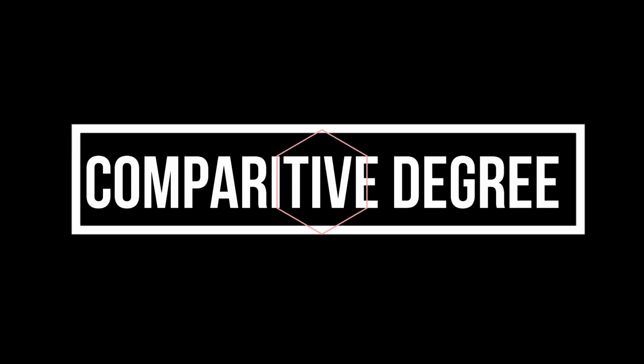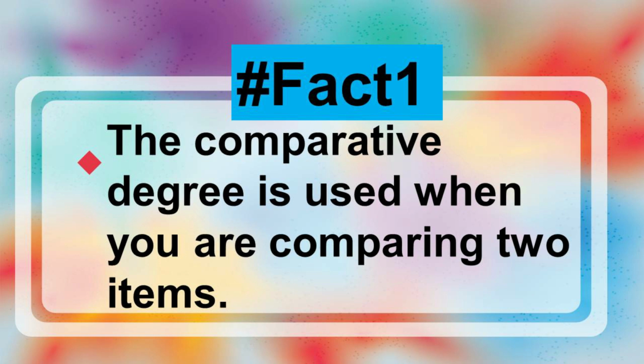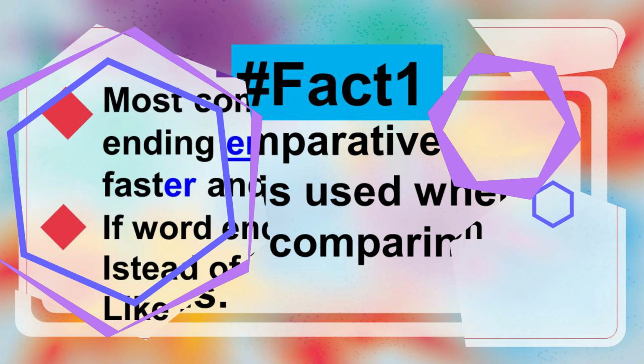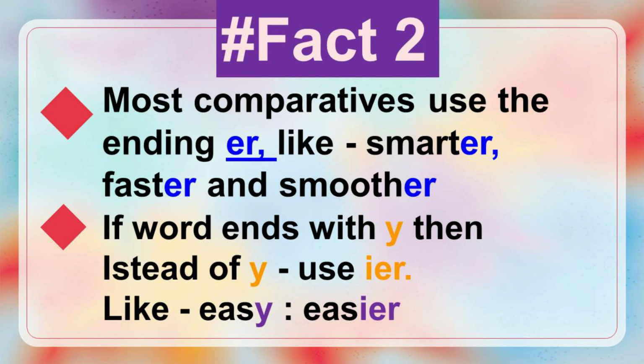Fact number 1. The comparative degree is used when you are comparing two items. Fact 2. Most comparatives use the ending ER like smarter, faster and smoother. If it ends with Y, then Y is substituted with IER, like easy becomes easier. So here, Y is substituted with IER.